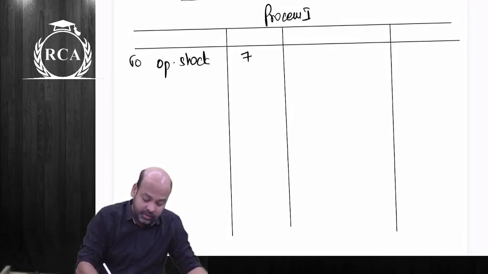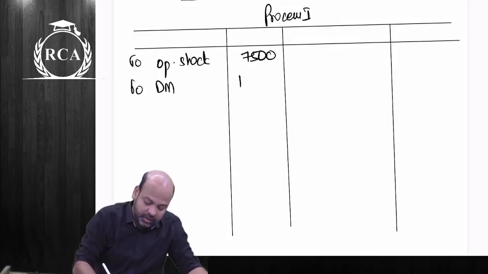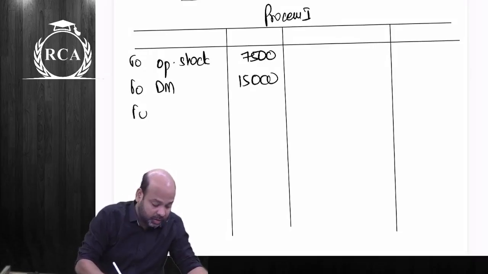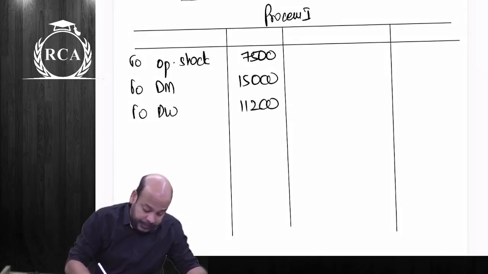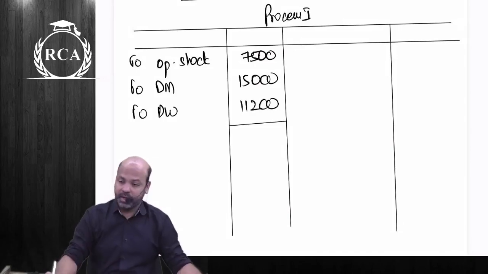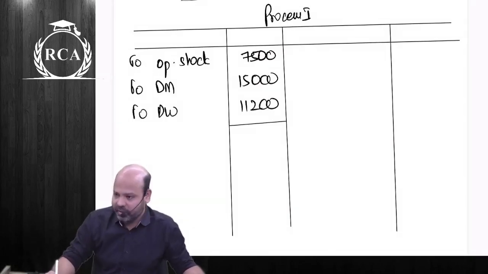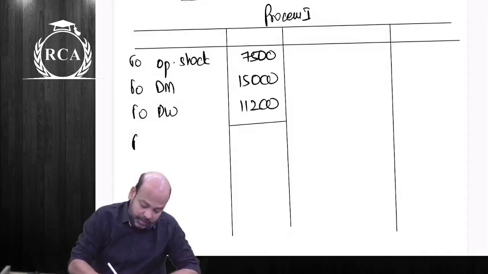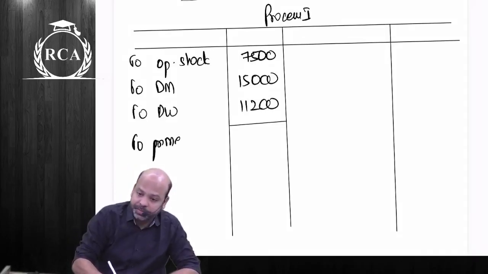Opening stock in process 1 is 7,500. The amount of direct materials is 15,000. The amount of direct wages is 11,200. There are factory overheads, but I will not add them here yet. Why am I doing it? I will tell you in the correct presentation. Prime cost, how much is it?